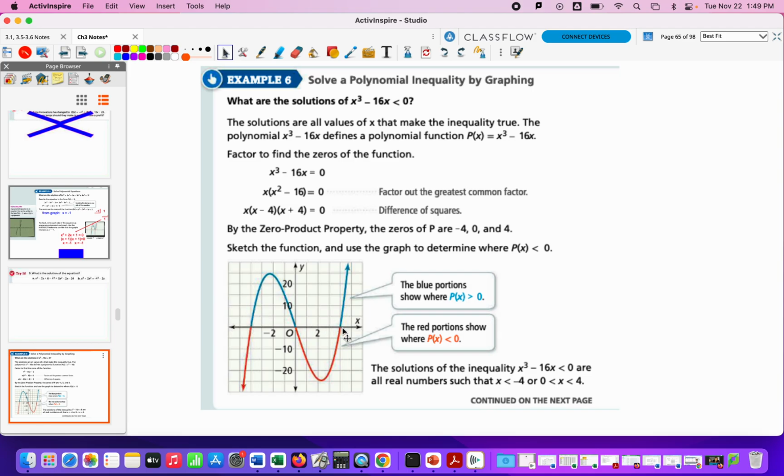If I graphed it, as far as when is it less than 0, that'd be everything below the x-axis. So this section right here would be everything less than negative 4. And everything in this section here would be between 0 and 4. So everything 0 less than x less than 4. So nothing too complicated there. You just got to graph it and understand which part of the graph you're really looking at.